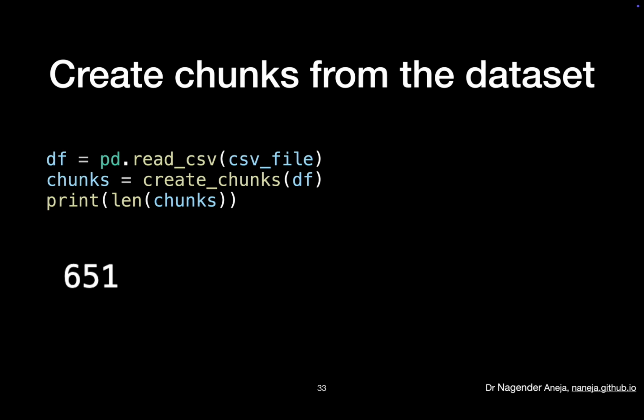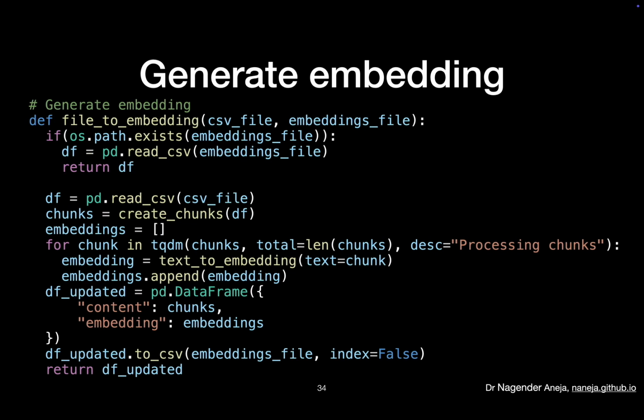So now each row is going to be converted to an embedding. For that we'll use the function text to embedding. So now it's the file to embedding. You give the CSV file, it will read that CSV file, create the chunks, and then generate this embedding file. And this embedding file, as you've seen, we are using the function called text to embedding. So this file will read the CSV file and create chunks.